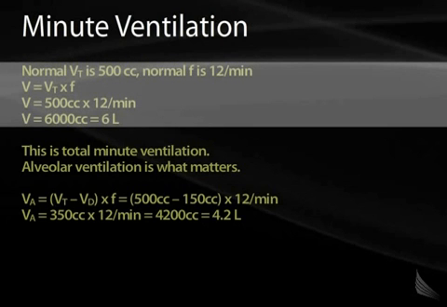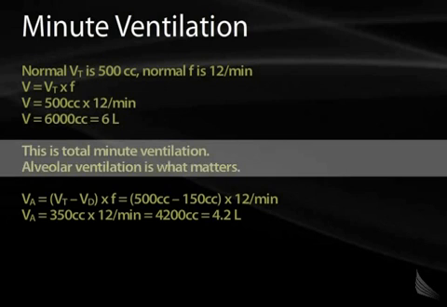Now if we think a normal breath is about 500 cc's, which is reasonable, and a normal respiratory rate, or frequency, is about 12, we can look at what our minute volume would be. 12 times 500 is about 6 liters, 6,000 cc's. But remember, this is just our total minute ventilation. It's not the amount of gas that's actually getting to the alveoli. If we want to know how much gas is actually getting to the alveoli, we have to subtract out that dead space, that physiologic dead space.